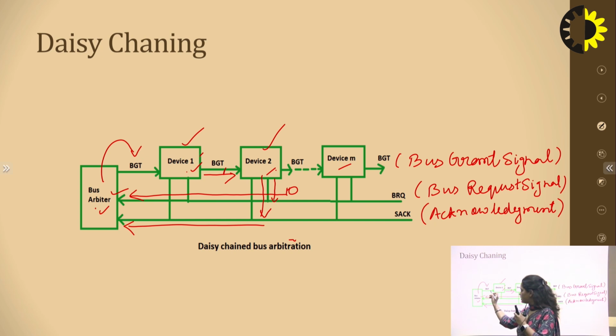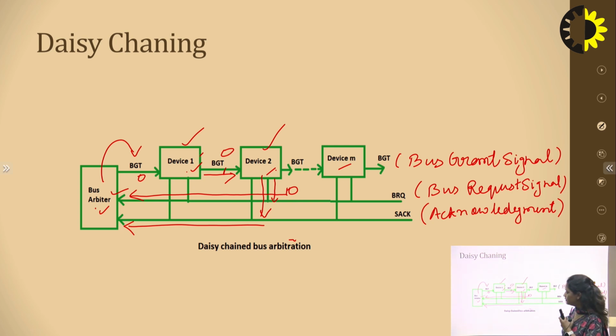Again it will turn the bus grant signal to 0 and device 1 transfers it to the next device. Again BGT will become 0 and device 2 will get a 0 signal, meaning the buses are now freed from device number 2, and in response it will generate this acknowledgement as 0, meaning there is no control of buses by device number 2 to the arbitrator. So when the arbitrator gives any signal to device number 2, an acknowledgement will be issued by device number 2, informing the arbitrator whether it will have control of the buses or not by turning it to 0 or 1.